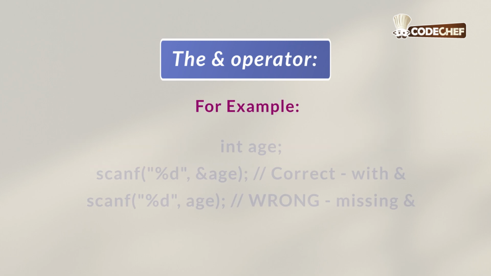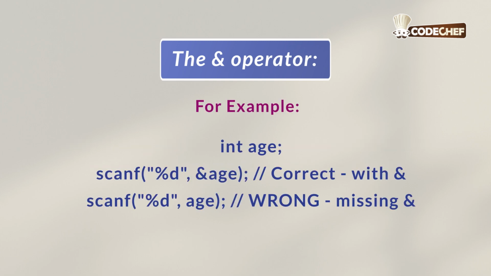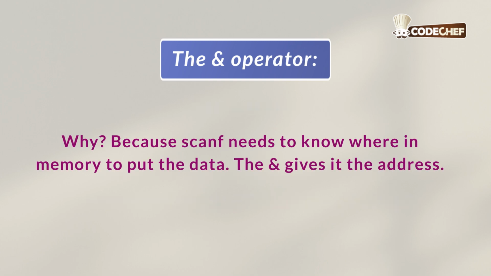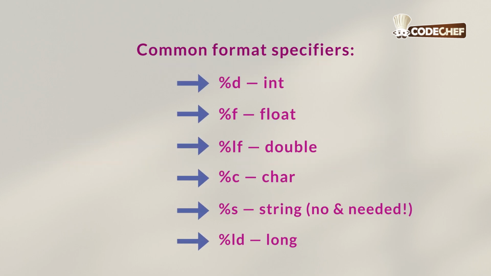Now for example, int age. In the first line you can see scanf %d, and age, which is correct with the ampersand. In the second line you can see the ampersand is missing, so it will not know where in memory to put the data. The ampersand gives it the address. Remember these common format specifiers, and now let's see scanf in action with a basic example.